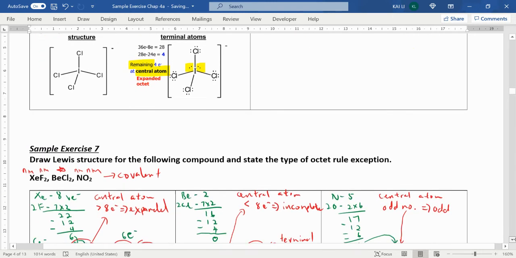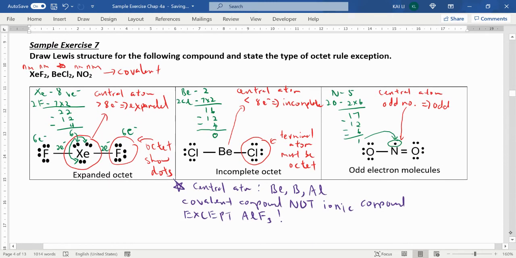Now let's look at some examples. When it asks to draw a Lewis structure, the first thing you must determine is whether it is a covalent compound or an ionic compound. Another one is, it says to state the type of octet rule exception. Xenon, we know that it is more than period 3, so it can have expanded octet. The central atom has more than 8 electrons.